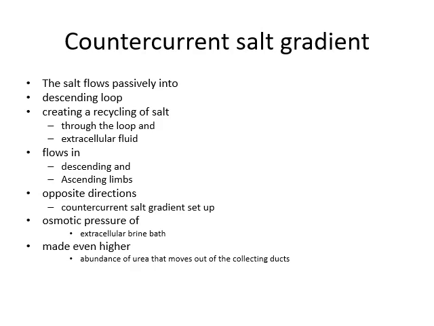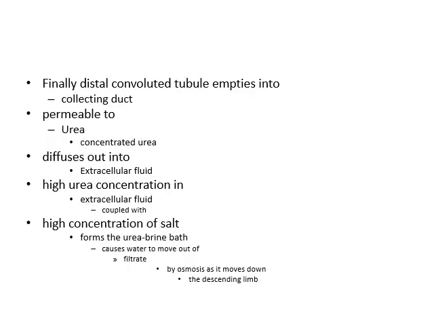Due to osmotic pressure, the extracellular brine bath is made even higher by an abundance of urea that moves out of the collecting ducts. Finally, the distal convoluted tubules empty into collecting ducts which are permeable to urea, and the concentrated urea present in the filtrate will diffuse out into the extracellular fluid and make a high concentration of urea in the extracellular fluid that is coupled with high salt concentration. That forms the urea brine bath that causes water to move out through the filtrate.